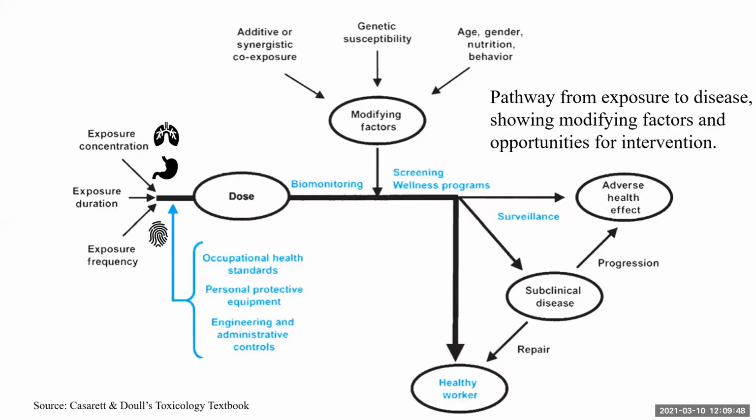Okay, so this busy slide just gives a schematic, a pathway from exposure over here. Here are our 3 routes of exposure, showing modifying factors within populations and individuals, and the opportunities for interventions and/or controls. And over here, before it becomes a dose, we have occupational health standards or exposure standards, and some of the controls that I know that you are all pretty aware of. But yeah, this is just to give a visual representation of this process.